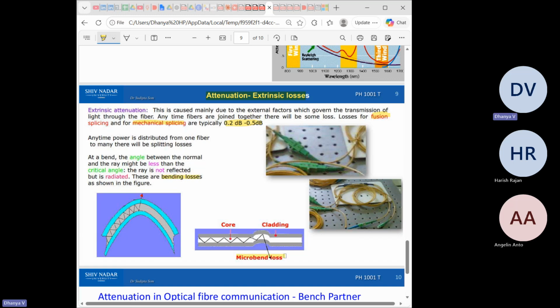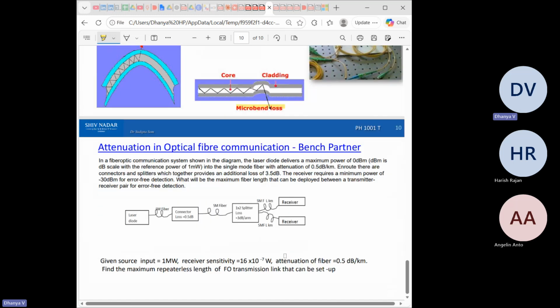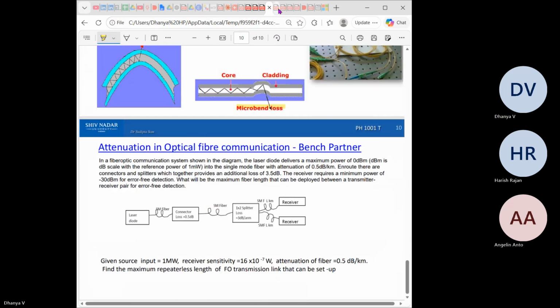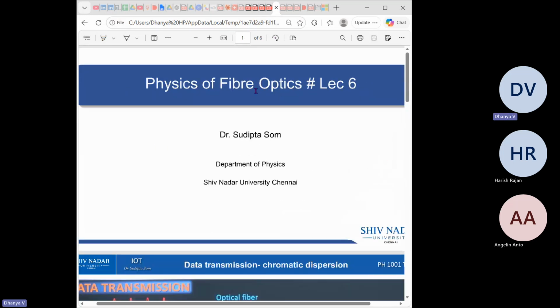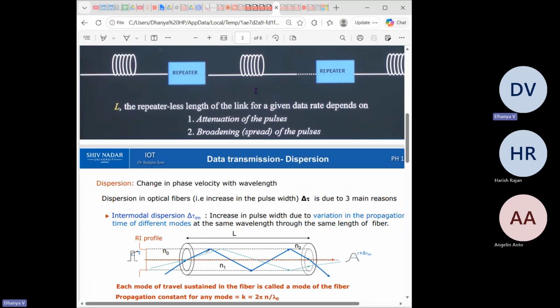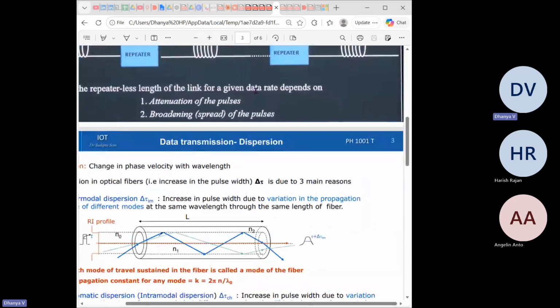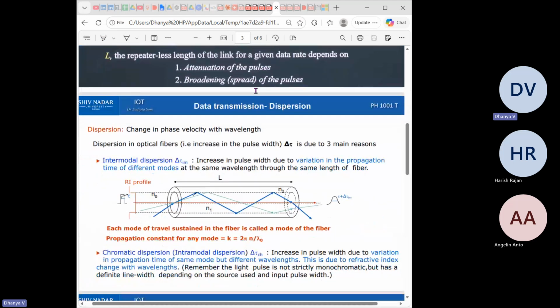So yeah, now when it comes to attenuation, you have to talk about intrinsic losses and extrinsic losses in detail. I think the PYQs should help a bit with respect to how the questions could be asked. Then okay, we saw attenuation. That is one type of loss. We saw extrinsic, intrinsic. Now we'll see dispersion.